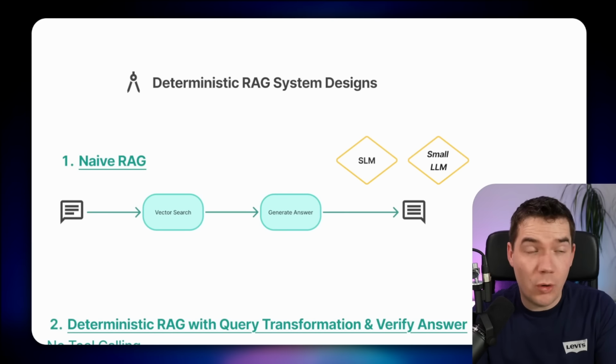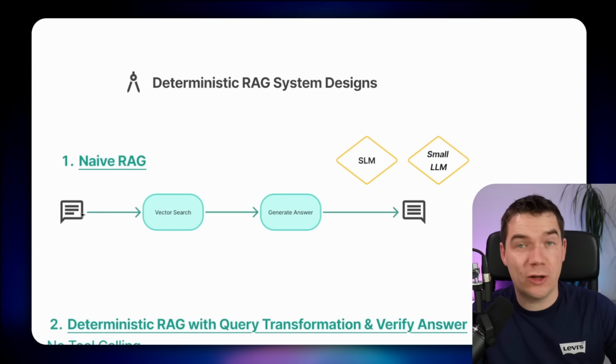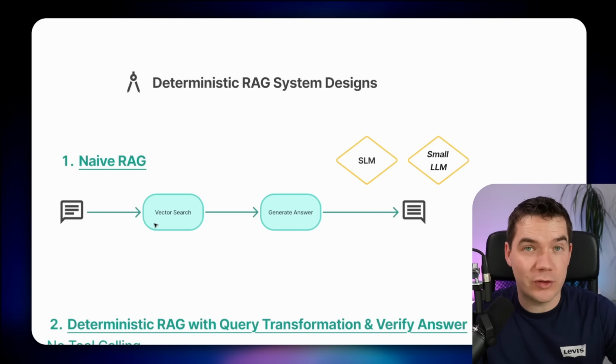Now that you have an appreciation for the different types of RAG use cases, let's dive into our deterministic RAG system designs. First up, naive RAG. And naive RAG is the most basic way of running a RAG system. Essentially, you have a message that comes in, it goes straight to a vector store to retrieve relevant results, which goes straight to an LLM to generate a response, and that's outputted to the user. So it's ultra fast, but ultra basic.